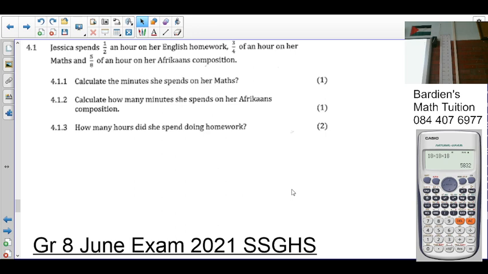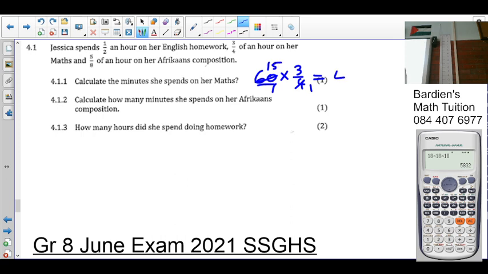Calculate the minutes you spend on the maths. People, 3/4 of an hour. How many minutes are there in an hour? 60. So 60 times 3/4. That's over 1. 4 goes into 4, 1. 4 goes into 60, 15 times. 15 times 3 is 45 minutes. If you knew that was 45, you could go straight into 45. Okay?